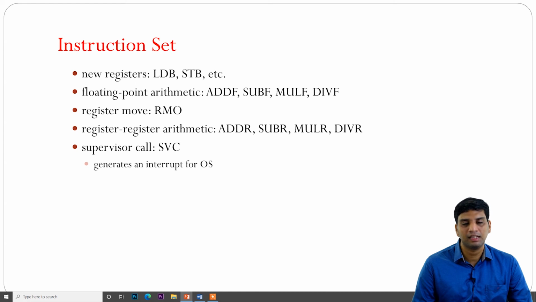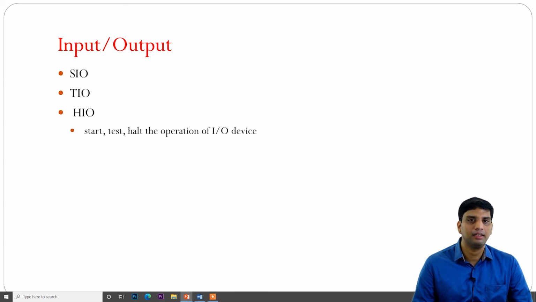So the instructions are load and store instructions, then arithmetic operations, then move instructions, moving from one register to another, then register-to-register arithmetic: add R, subtract R, multiply R, divide R, then supervisory call. The last one is input output.